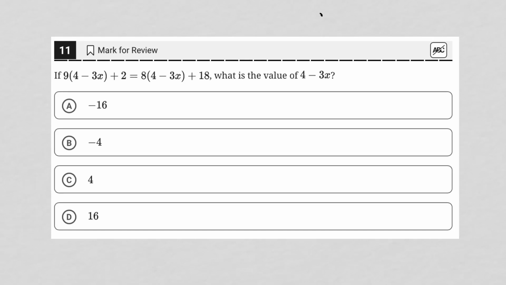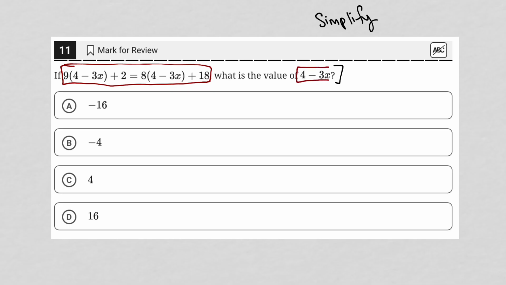So this question is a simplify question. We know that because the question is very short. It's one line long. Simplify questions are typically between 1 and 3 lines long. Also, simplify questions will always have an equation, which we have here, and/or an expression. So we also have an expression here. So we have both in this case.